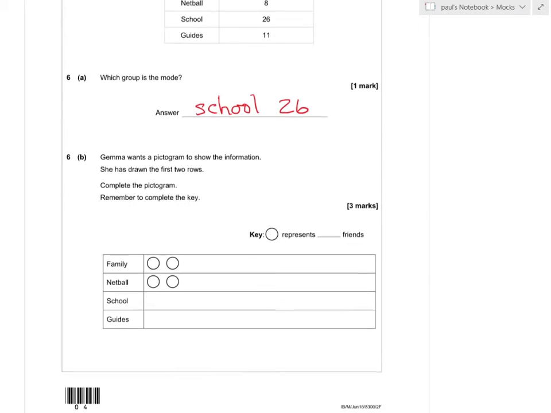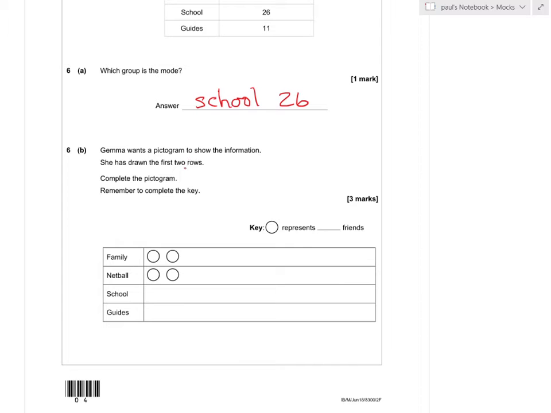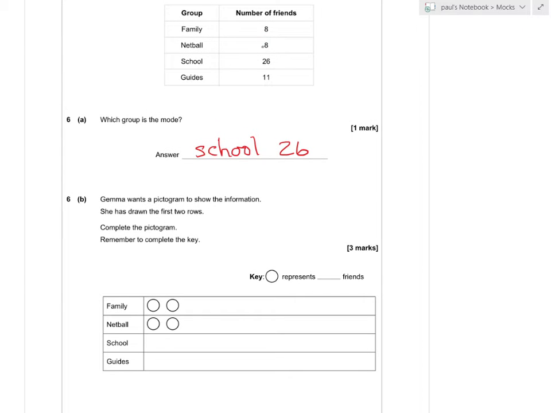Now, Gemma wants a pictogram to show the information she has drawn. The first 2 rows, family and friends. Okay, so let's see what the numbers are. So family and friends, there's 8. So each one of these represents 4 friends. So we've got to complete. So 4, 8, 12, 16, 20, 24, and I've got a quarter of one left over for that.